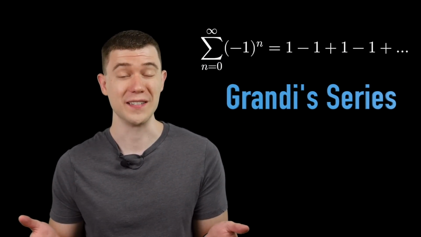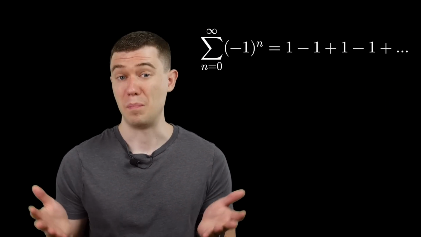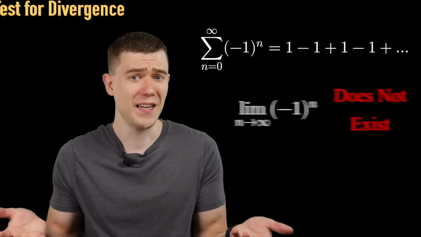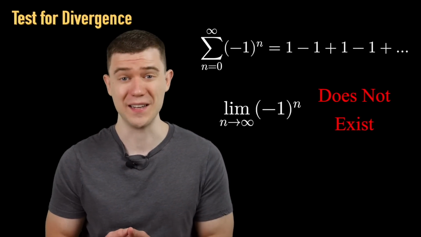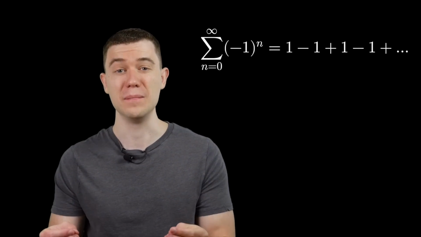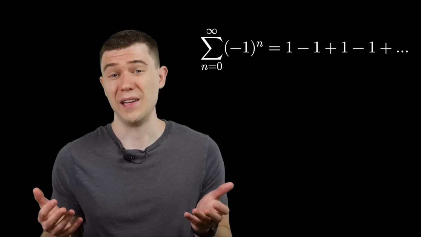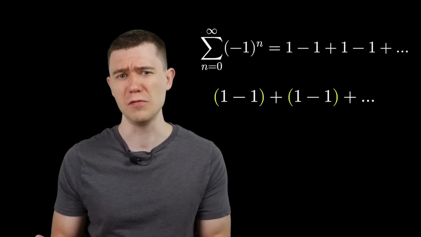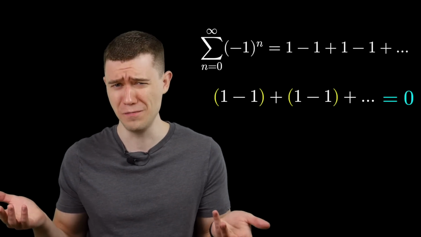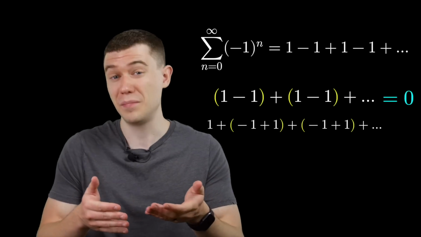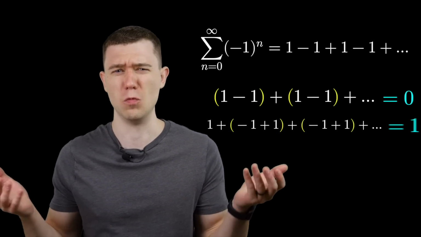When I first came across this so-called Grandi's series, I didn't think a whole lot of it. By using our standard methods, this series clearly diverges. Just use the test for divergence, see that this limit doesn't exist, and there you go. I saw the unrigorous attempts at trying to sum this series. If you arrange parentheses like this, it looks like we're just adding up a bunch of zeros, and so this sum should be 0? But if you arrange parentheses like this, it looks like we're adding up 1 plus a bunch of zeros, and so the sum should be 1?